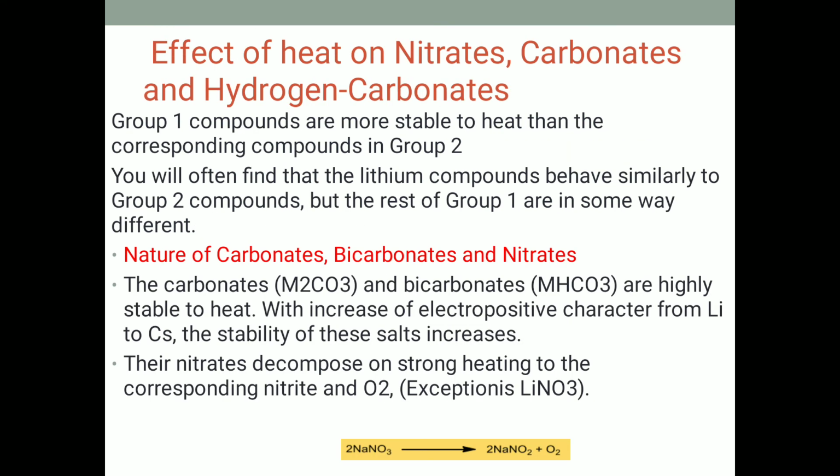Effect of heat on nitrates, carbonates and hydrogen carbonates of group 1 elements. Group 1 compounds are more stable to heat than the corresponding compounds in group 2. Lithium compounds behave similarly to group 2 compounds, but the rest of group 1 are in some ways different. The bicarbonates are highly stable to heat. With the increase of electropositive character from lithium to caesium, the stability of these salts also increases.